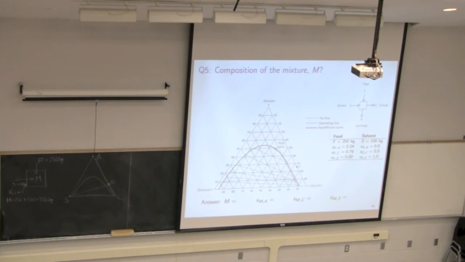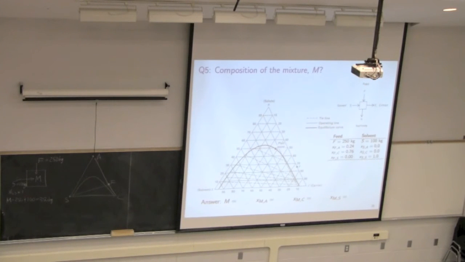Mixture composition. Oh, that's what you're doing. Oh, I thought you were asking for it. 0.17A, 0.54C, 0.28S. Okay, so how did Simon get that mixture composition? Anyone else got the mixture?